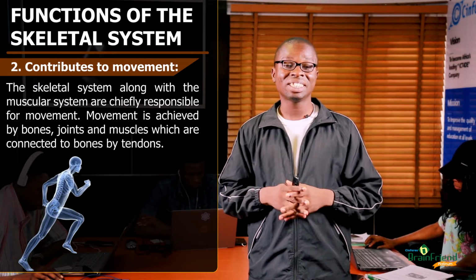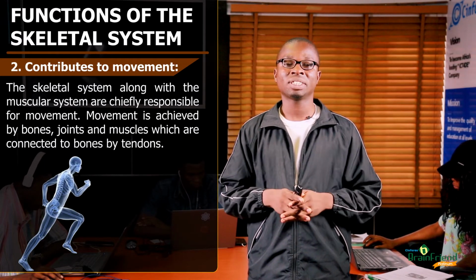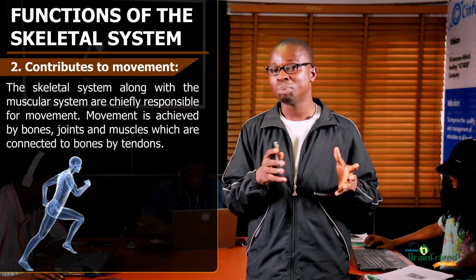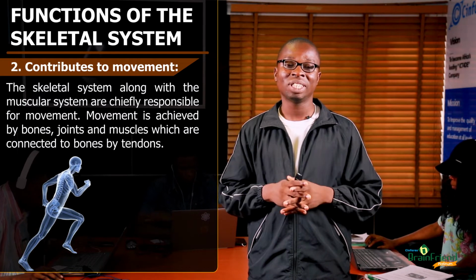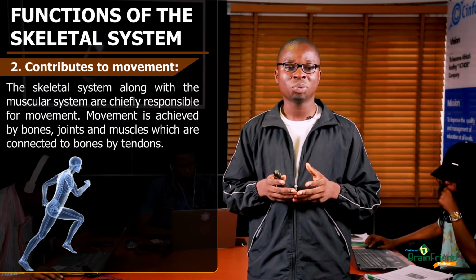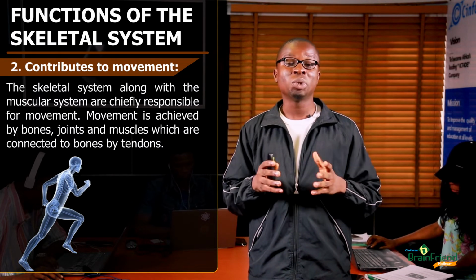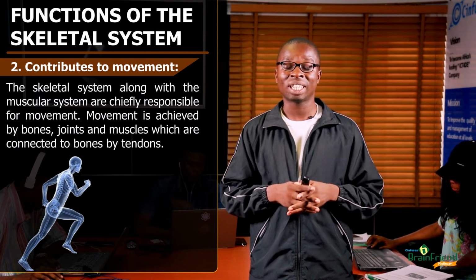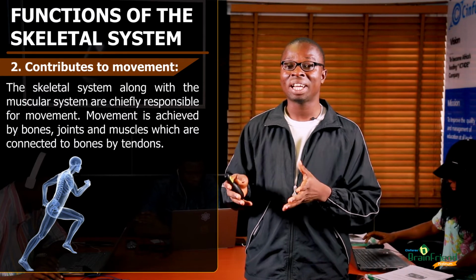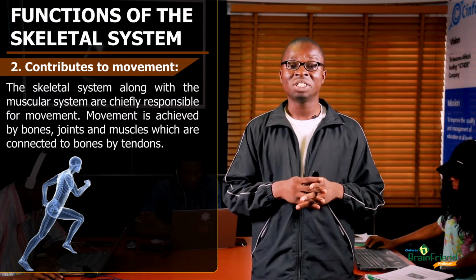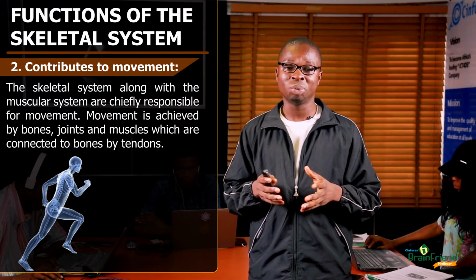Secondly, the skeletal system contributes to movement. This is achieved when the skeletal system, along with the muscular system, come together to move bones. The movement of bones by the muscular system is made possible by special tissues attached to the bone, which we identified as tendons. When tendons pull on a bone, this results in some level of movement in the body.